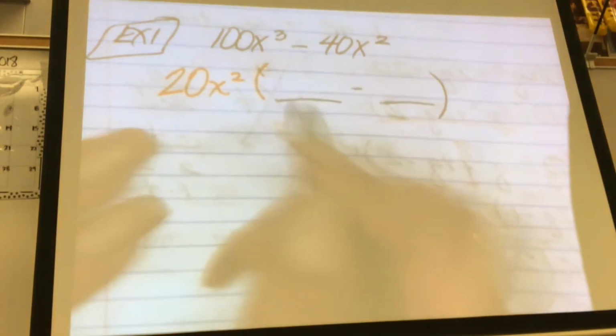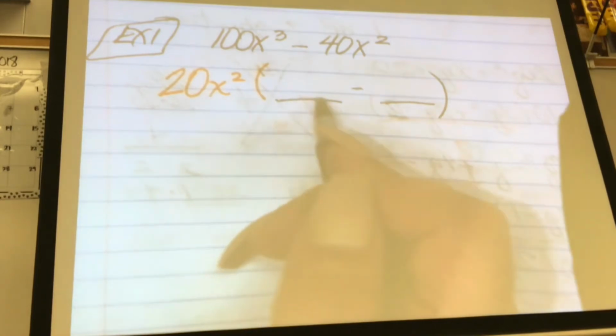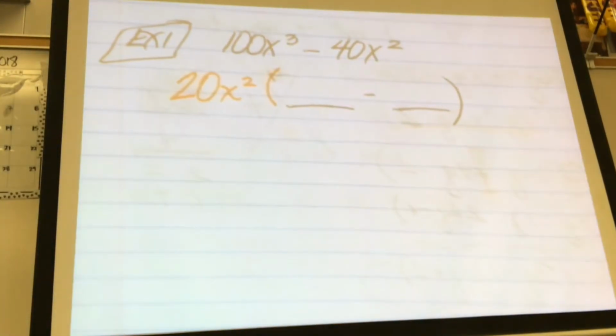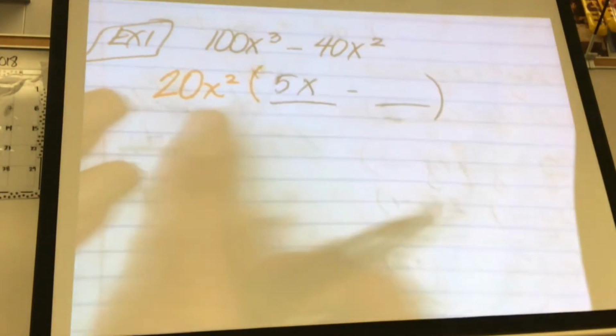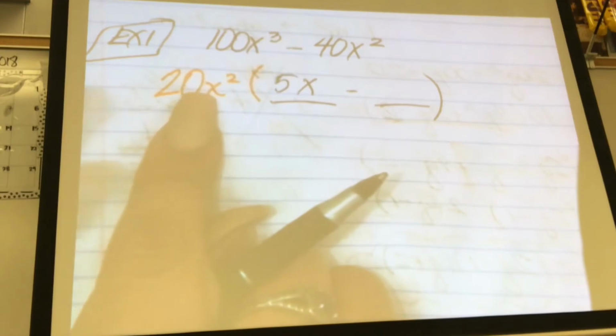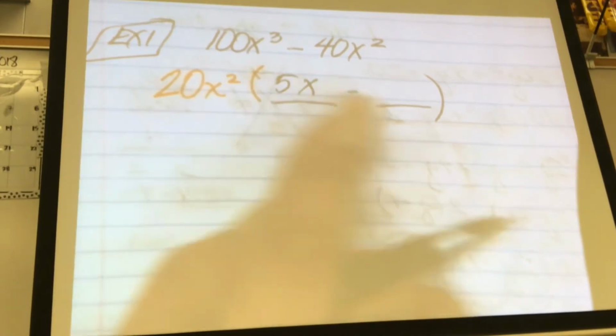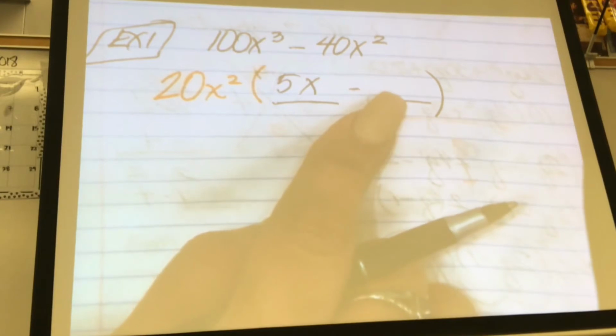Kyle, what is this first term? 20x squared times what gives me 100x cubed? 5x. Why did you give me another x? Yeah, this has x squared. You only took 2 of them out, not 3. Ready? What's left over on the second part of your binomial?